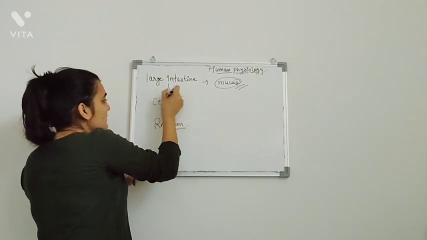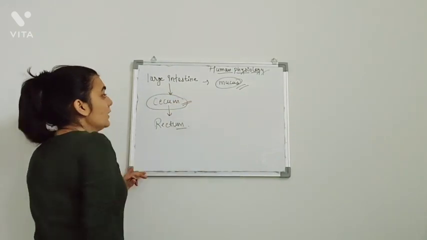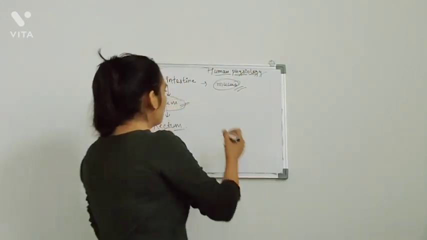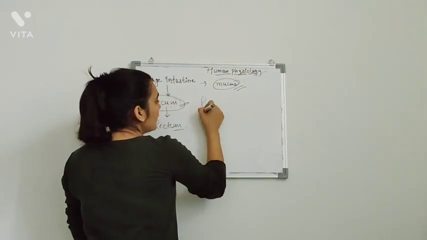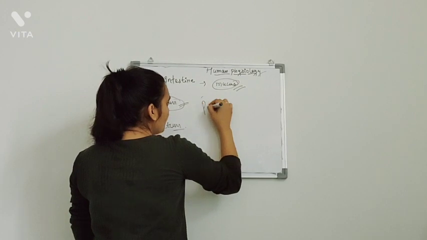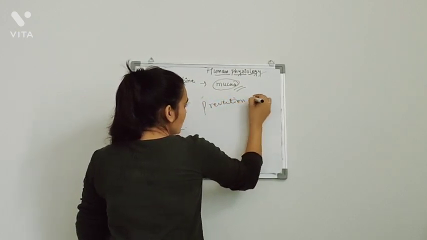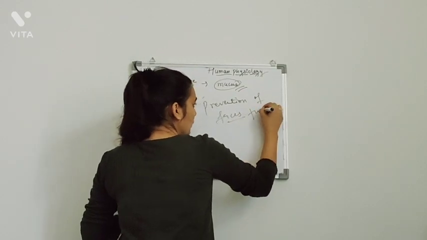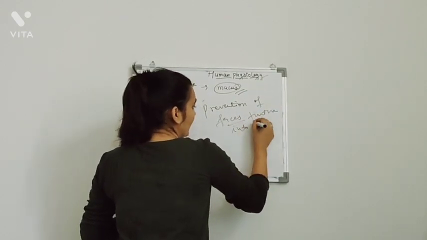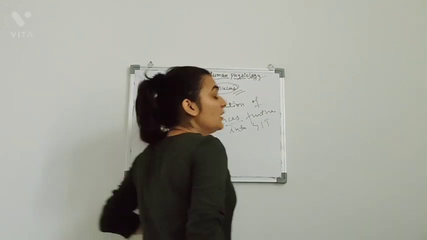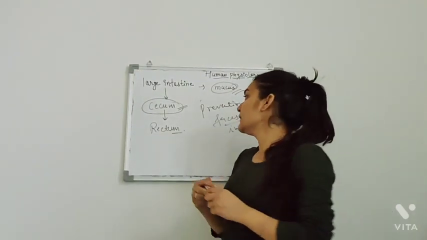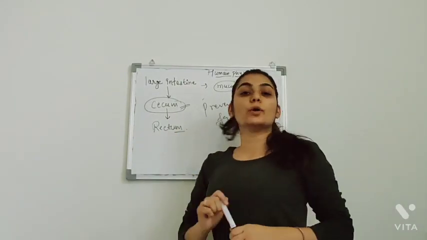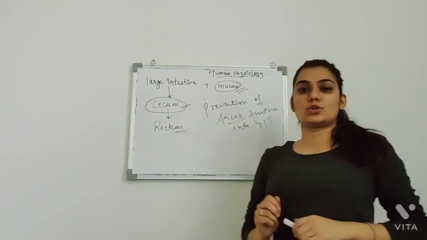After that, the food enters the cecum through the ileocecal valve. What is the function of the ileocecal valve? Its function is the prevention of backflow of feces further into the GIT, or gastrointestinal tract. After that, from the cecum, the feces are temporarily stored in the rectum till defecation.